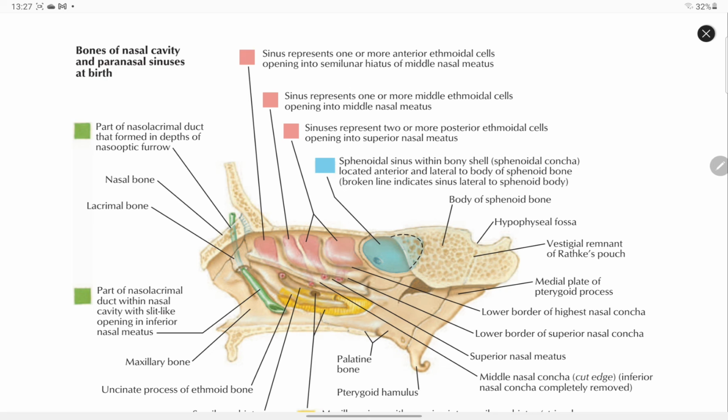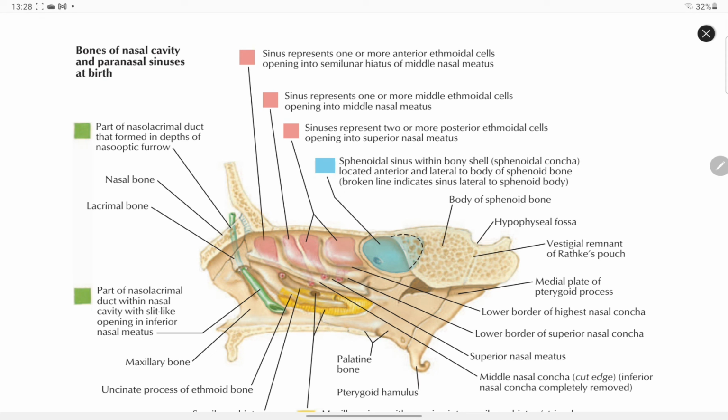Then we have the middle ethmoidal sinus. It consists of 1 to 7 air cells. It opens into the middle meatus of the nose and is supplied by the anterior ethmoidal nerve and vessels and the orbital branch of the pterygopalatine ganglion. Then we have the posterior ethmoidal sinus, which consists of 1 to 7 air cells. It opens into the superior meatus of the nose, and it is supplied by the posterior ethmoidal nerves and vessels.